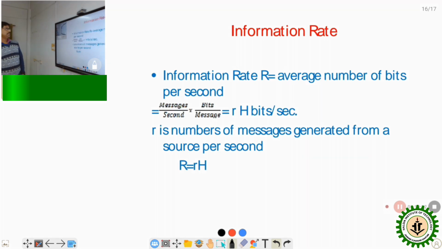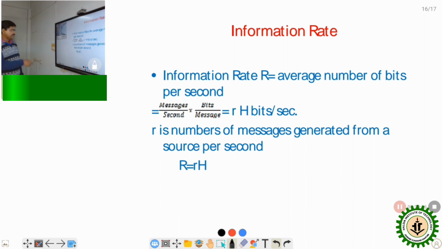Now the information rate, capital R, is the average number of bits per second passing through a channel, and it will be equal to messages per second times bits per message. So R equals small r times H, in bits per second. Small r is the rate of message generation from a source per second, and H is the entropy.